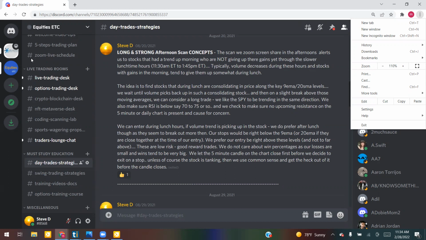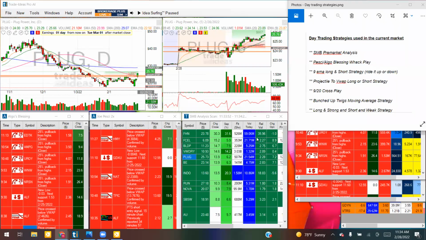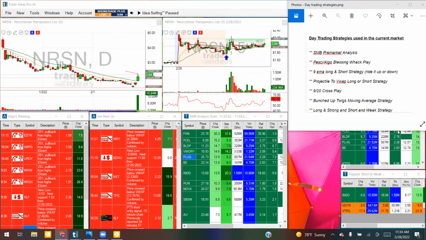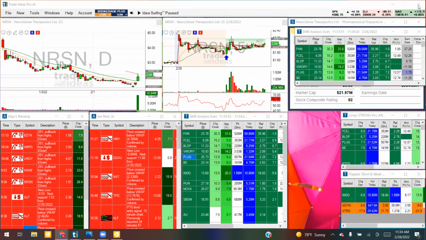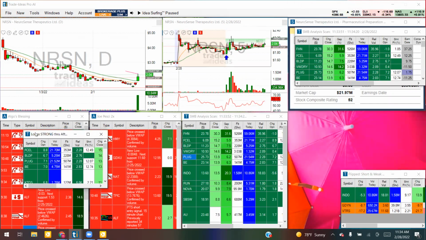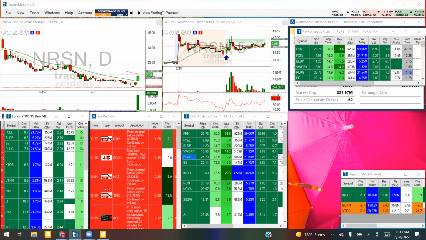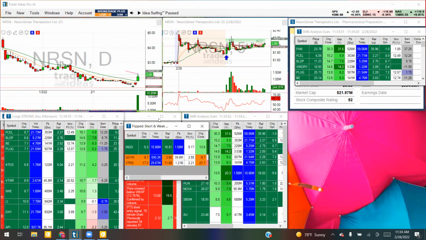So let's take a look at some possible long and strong afternoon scans. And then the flip to that would be short and weak. So let's take a look. If we have any appearing. And I think I have these scans. Long and strong. And flipped, weak and short.